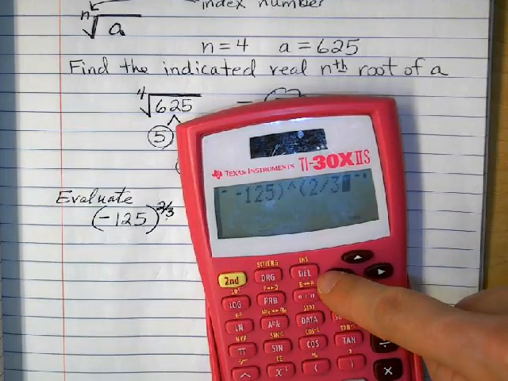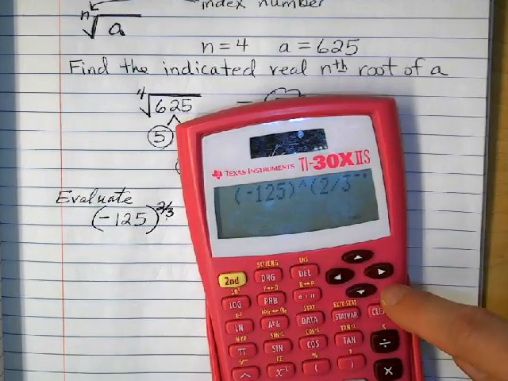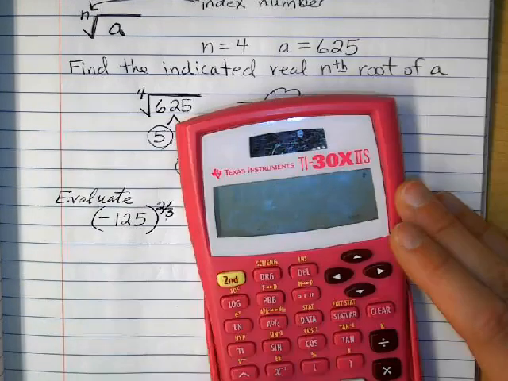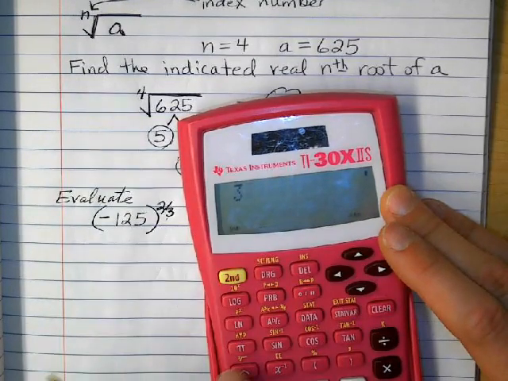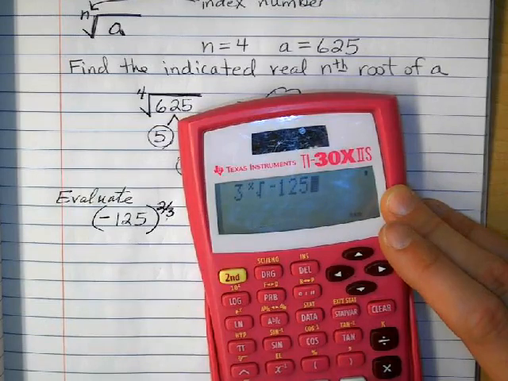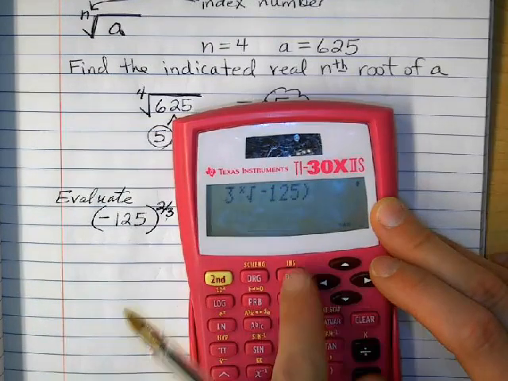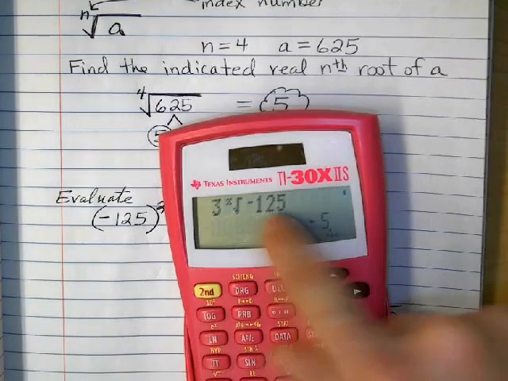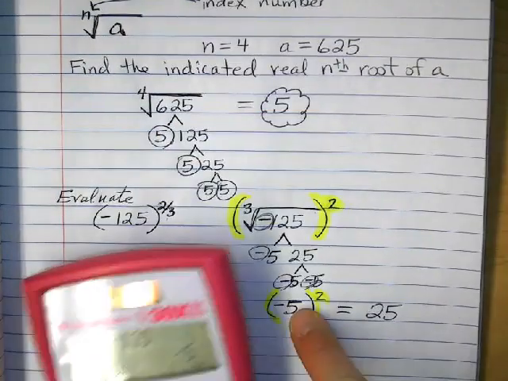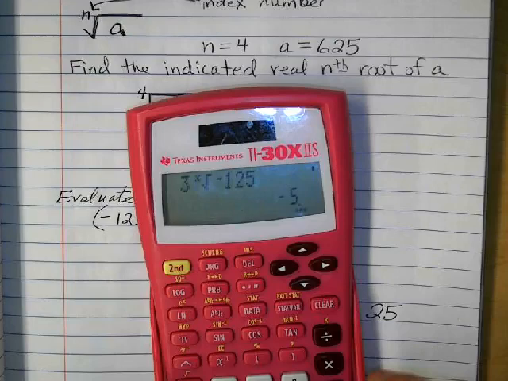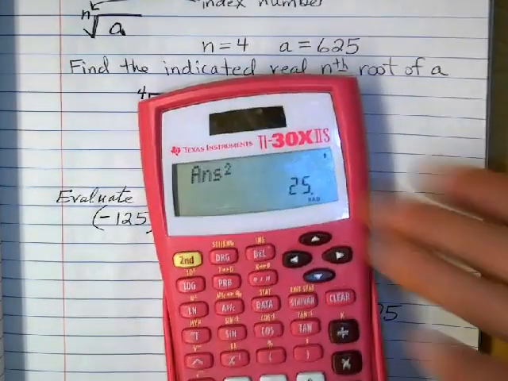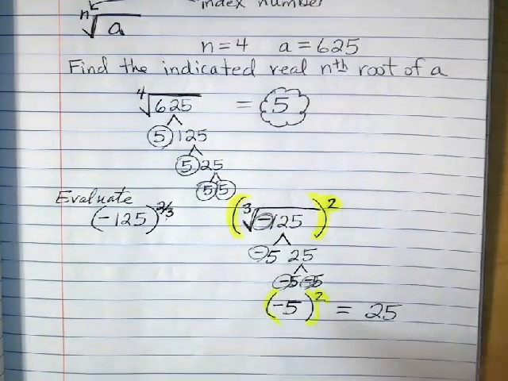Well, let's do it step by step like we did. We could do the cubed root of negative 125. Okay, the cubed root of negative 125 is negative 5, like we got. And then square that. We could do it that way. 25. So you can do it on the calculator too, kind of step by step.